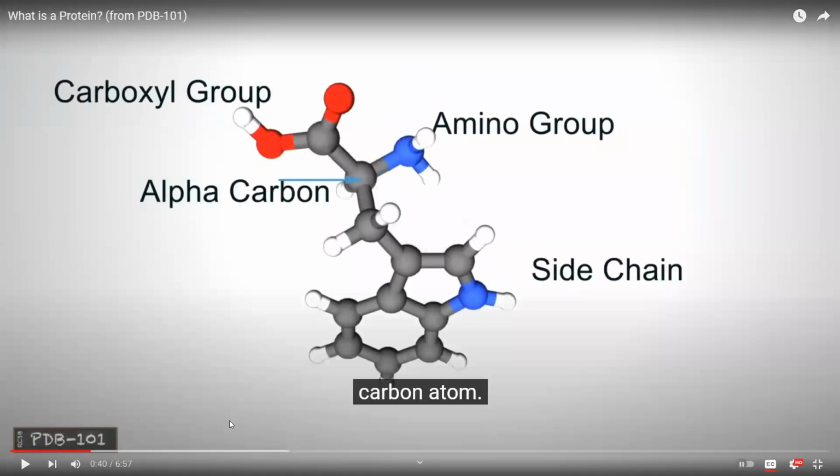So this is something that we discussed in our previous lesson. We talked about the different amino acids and that they all have this central carbon atom, and bound to it is a carboxyl group, an amino group, a hydrogen, and then there is this side chain.